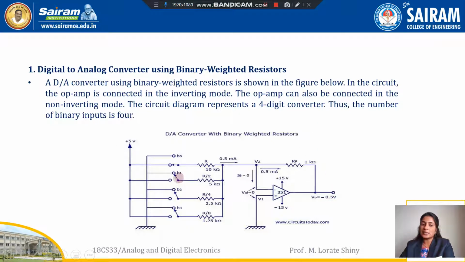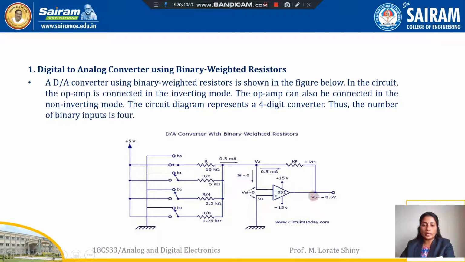Next, in the second case, we'll consider B1 is closed and B0, B2, B3 are open. So B1 will be directly connected with 5 volt. That time we can calculate the voltage across this R by 2. So we will get 5 divided by 5 is equal to 1 milliampere current. That current will be flowing through this feedback resistor. If we calculate V naught, we will get 1 milliampere current into 1 kilo ohm is equal to 1 volt. So for this inverting op-amp, minus 1 volt. So the amount of voltage is doubled here. Like that, based on which switch is closed, we will be getting the voltage output.